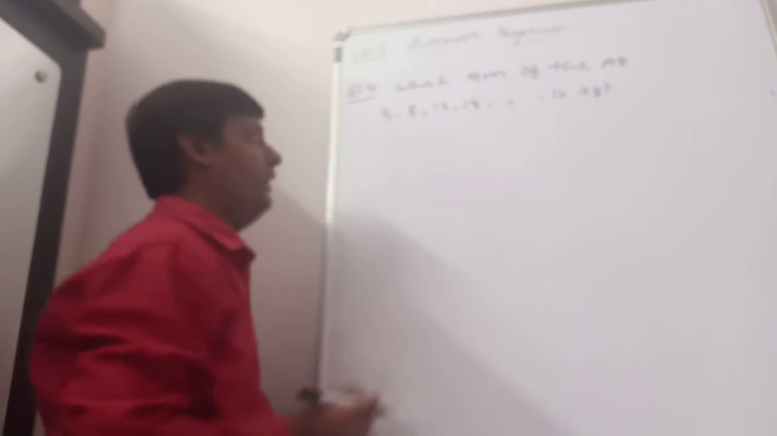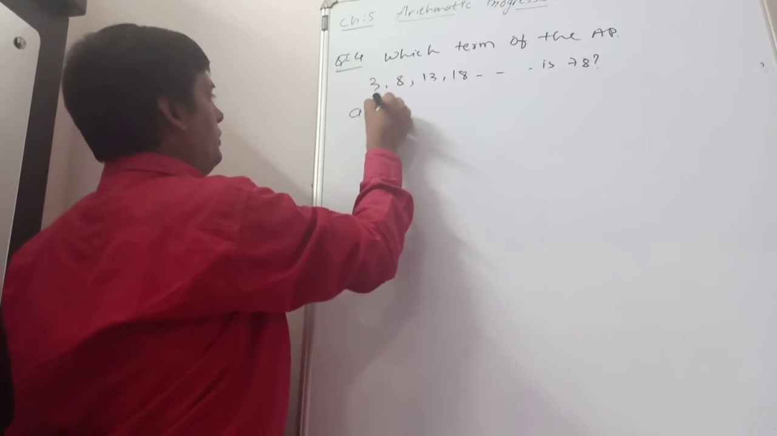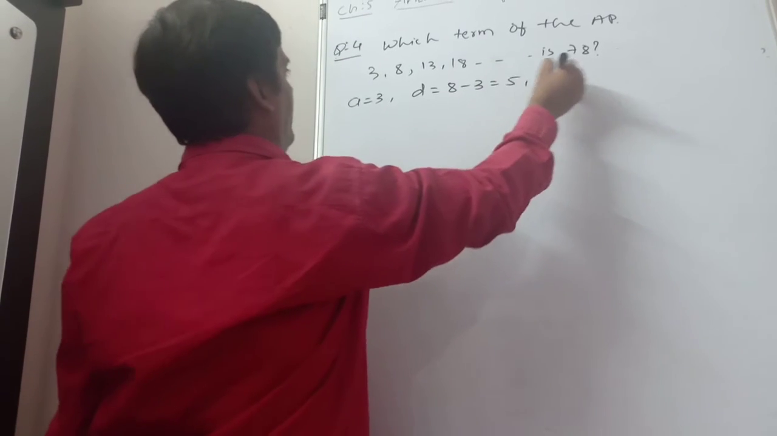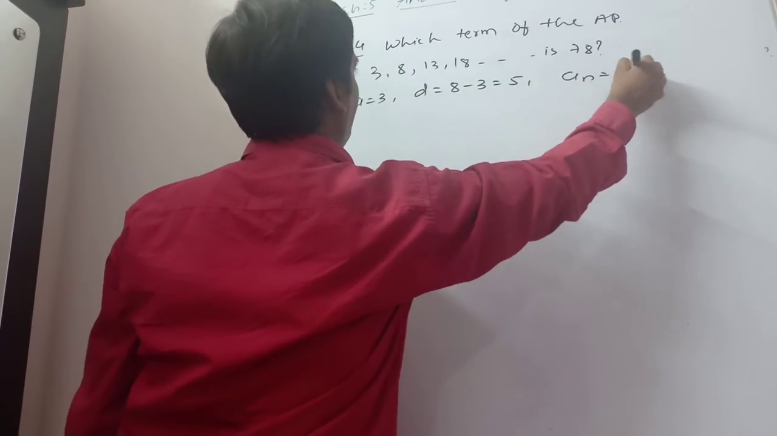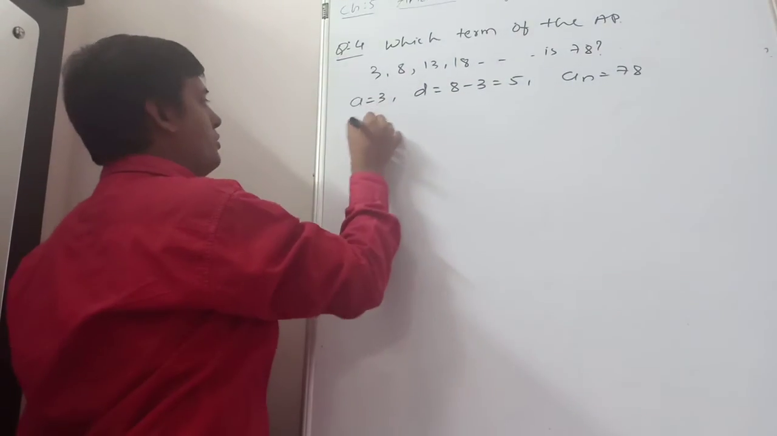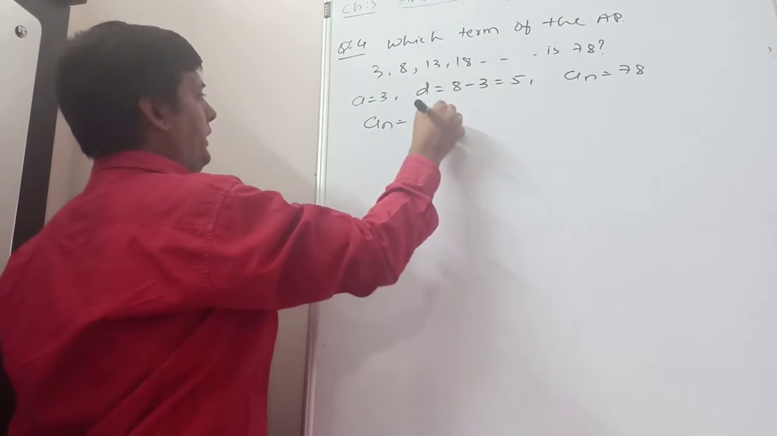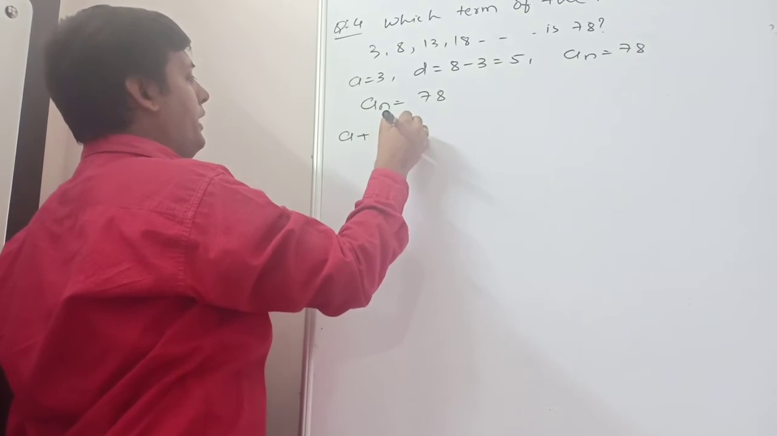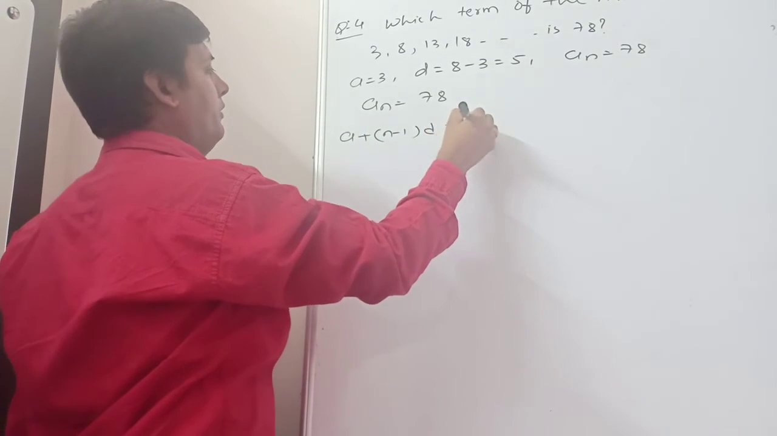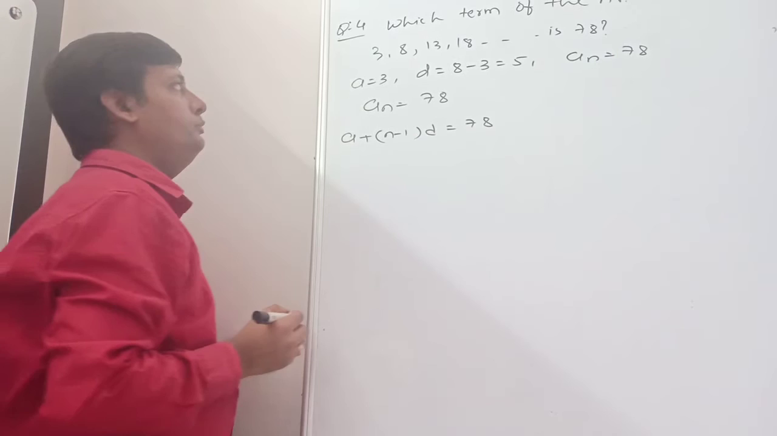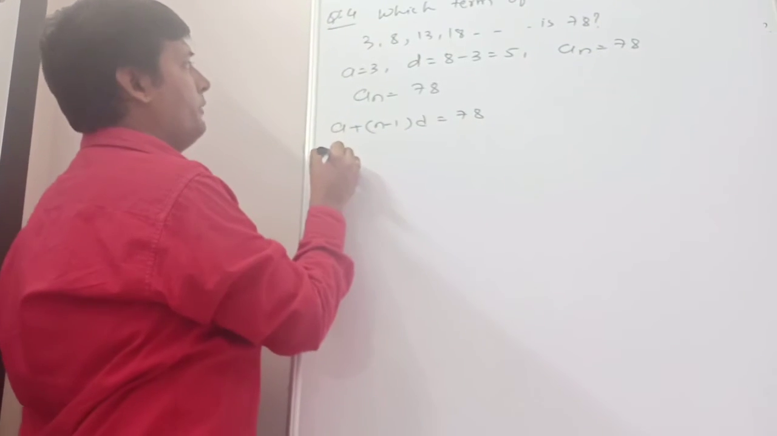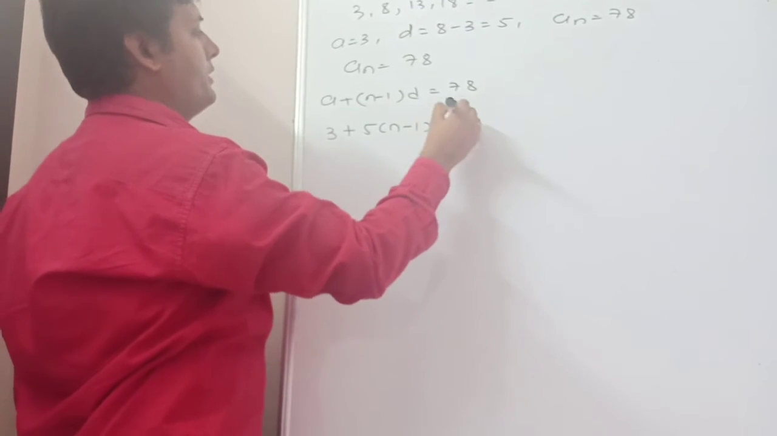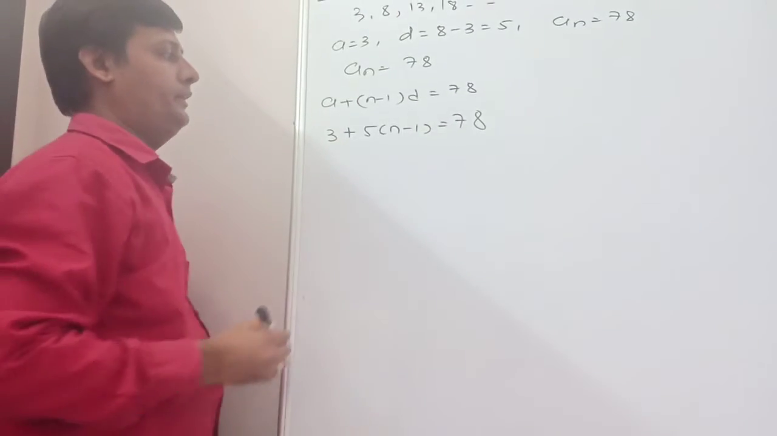So here we want to find n. A is equal to 3. d, that means the second term minus the first term, that means 5. And an is equal to 78. Right? So an is equal to 78. What is the formula for an? The nth term, a plus n minus 1 into d is equal to 78. Now here, a, that means 3, plus d, 5, into n minus 1 is equal to 78.